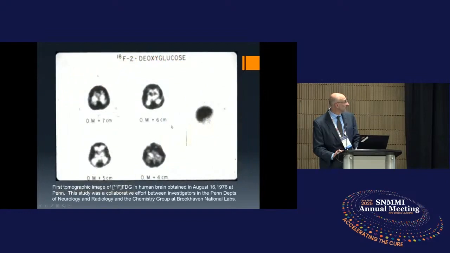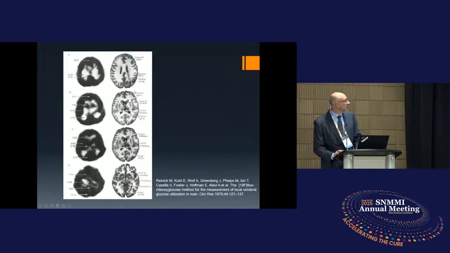Now, the first FDG glucose scan was done also at my institution years ago, and there's really not a ton of detail you can make out from these scans. And even 3 years later, they made a publication, and this was hot stuff in the late 70s. You can see where they've tried to superimpose the anatomy and what the glucose map looked like back then. And that's not good enough for us to make a diagnosis.